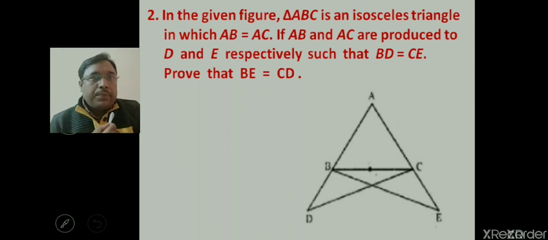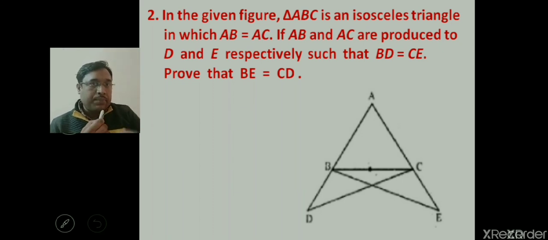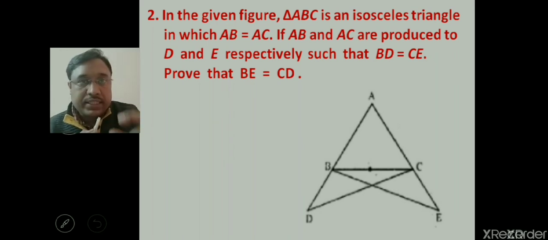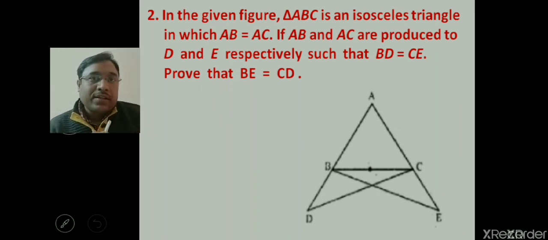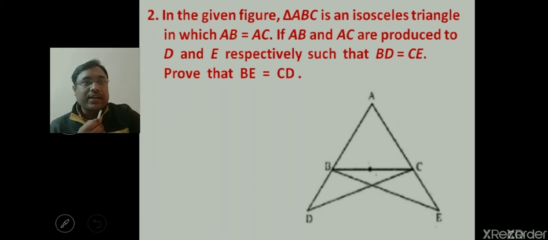And AB and AC are produced to D and E respectively, that means AB is produced to D and AC is produced to E, such that BD equals CE. That means the produced part on both sides is equal. The extended part is also equal here. Then prove that BE equals CD. That you have to prove.